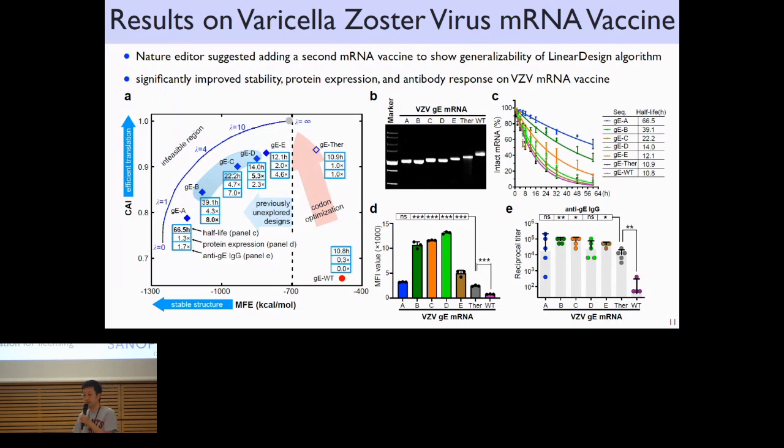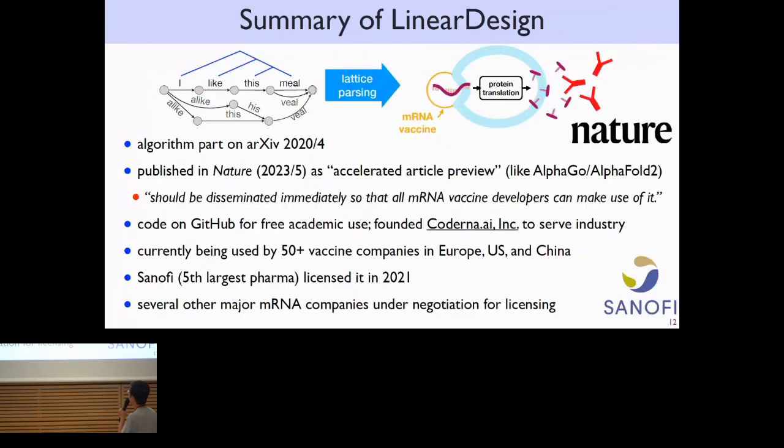So let me briefly summarize. This is published in Nature as an accelerated article preview. This is only for very rare articles with very important public health importance. And I'll just quote one sentence from the reviewer: it should be disseminated immediately so that mRNA developers in the industry can use it.